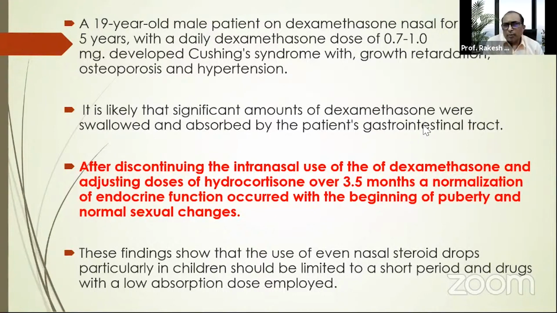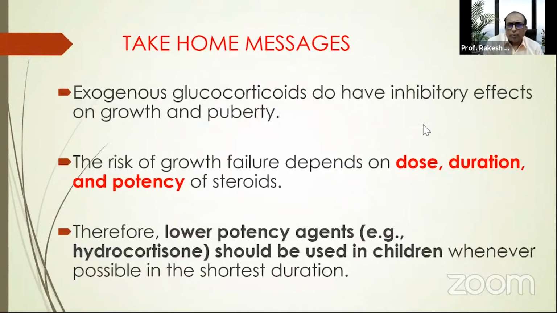Iatrogenic Cushing syndrome has also been described in a single case. A 19-year-old male patient who was receiving dexamethasone nasal drops developed features of iatrogenic Cushing's with growth retardation, osteoporosis, and hypertension. He also had a delay in puberty, and after discontinuing the intranasal dexamethasone and putting him on a tapering dose of hydrocortisone over 3.5 months, a normalization of endocrine function was noted, with onset of puberty and normal pubertal development.